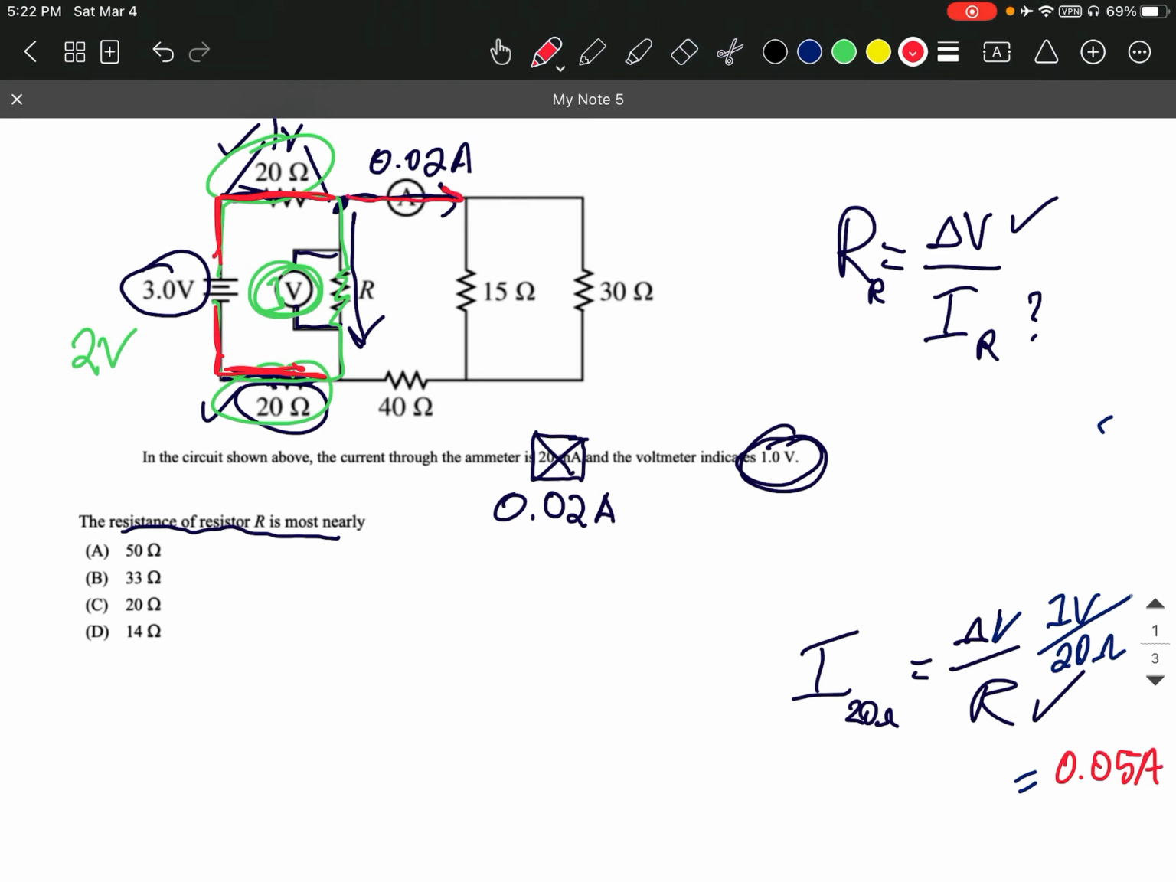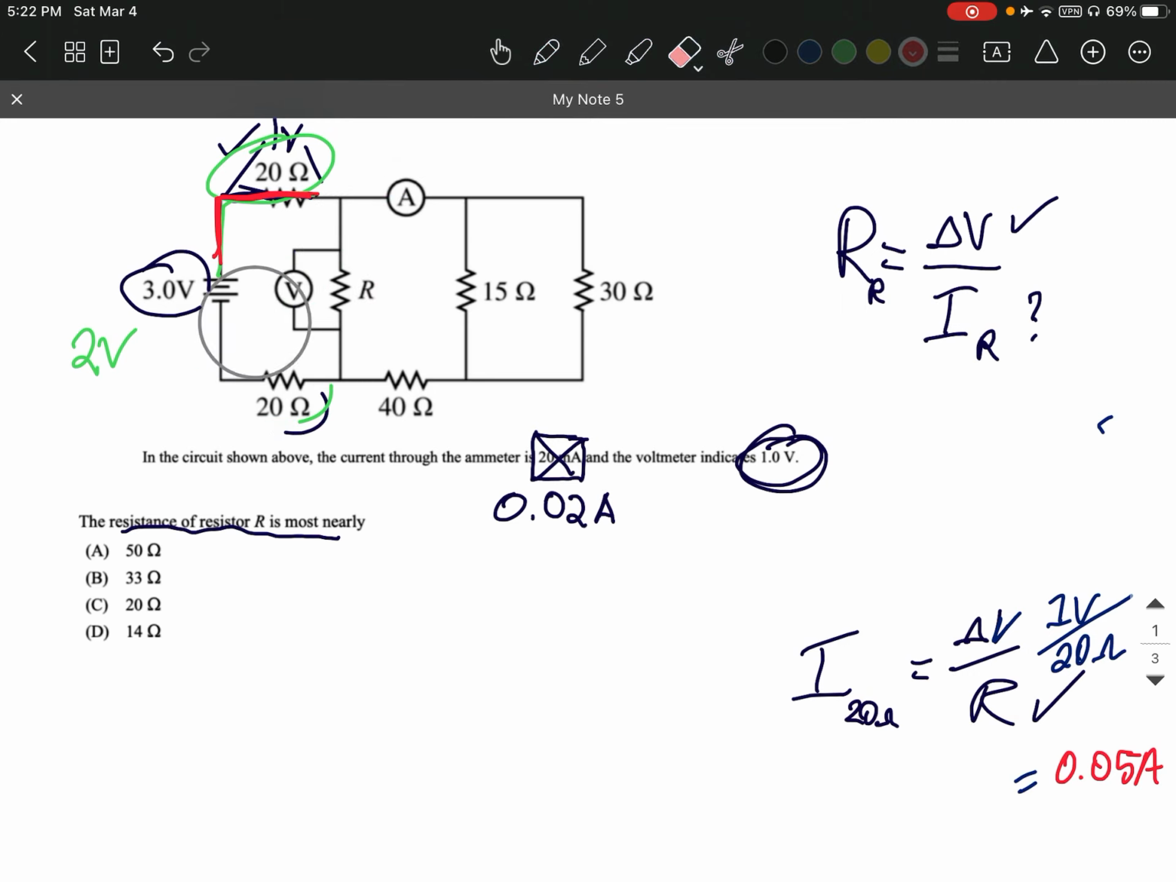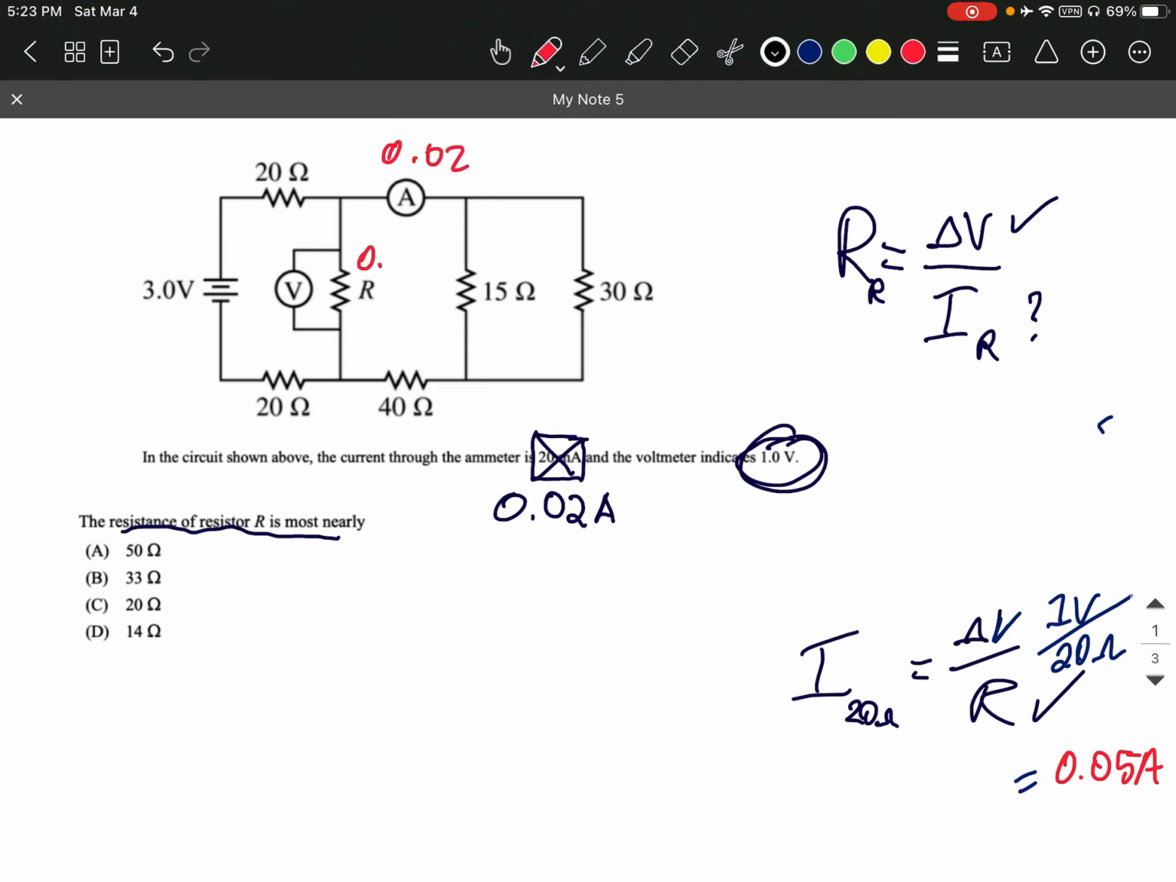If it's 0.02 amps going through here, then hopefully you're already picking this up, that the remaining current through R would be 0.03 amps, just because of that split or that junction. I'm going to erase some of this because it's hectic. With 0.02 going through here, we would have 0.03 going through there.